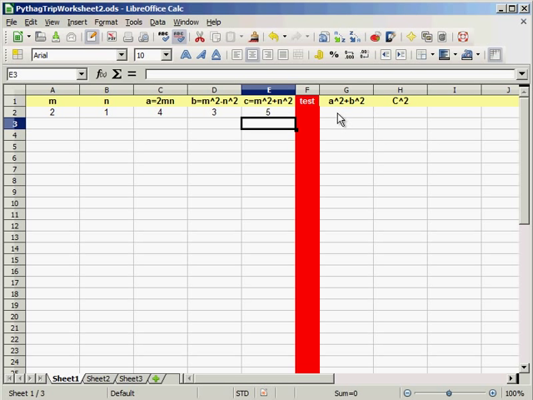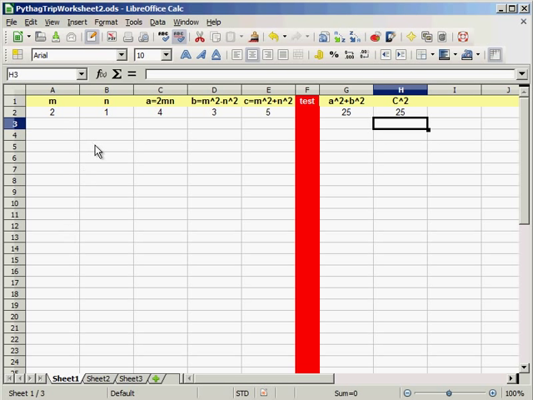The test over here is this one. I want to make sure that the sum of these two squares equals this square. So the test here is the sum of the two on the left. So I'll say equals this squared plus this squared, which is 25 as we expected. This is equal to this number squared, which is also 25. That shows that this is a correct Pythagorean triple. Okay.